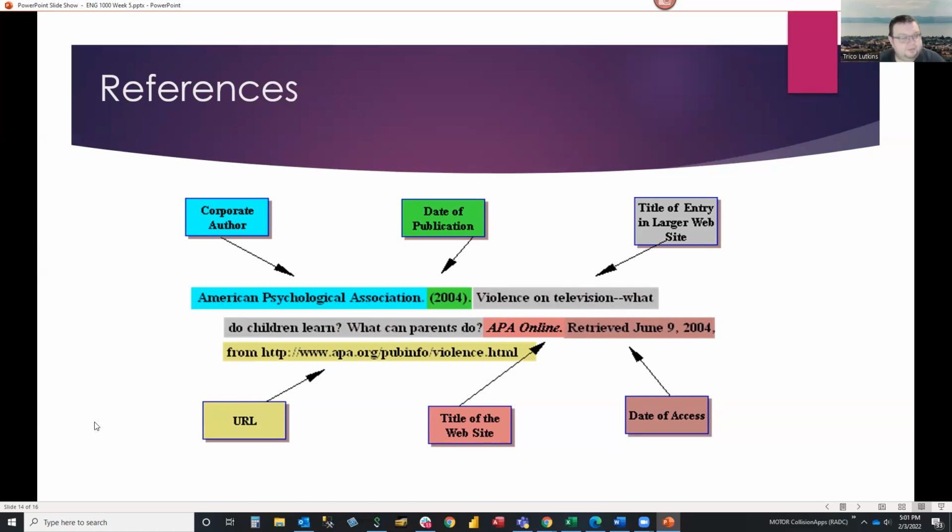And then include the URL. Usually you can put it as a link on there. And then the name's always kind of out here. Everything else is kind of indented.